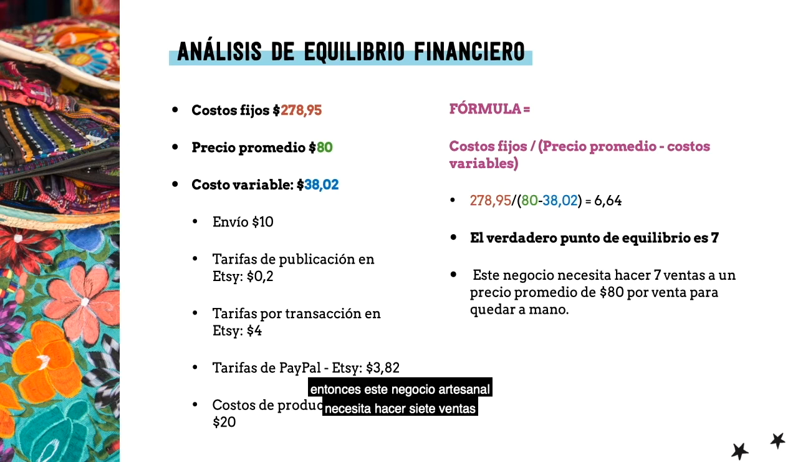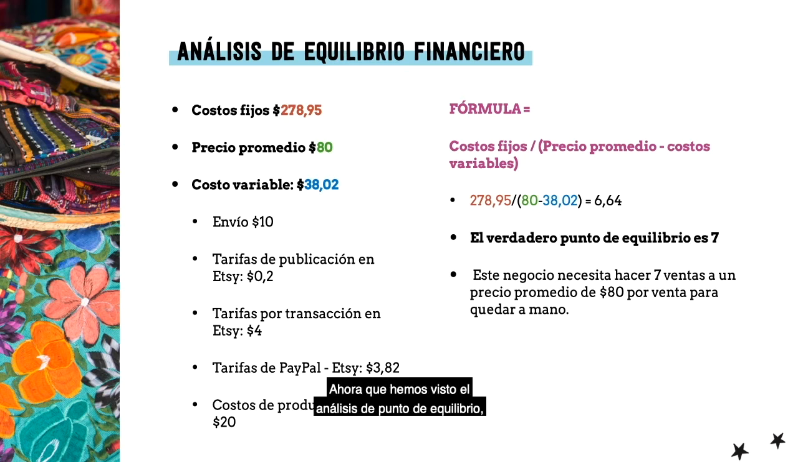So this handmade business needs to make 7 sales a month at minimum at an average price of $80 per sale to start making a profit. Anything below that, and this business is not going to be making a profit, but will be recording a loss. So this is why it's very important to do your own break-even point analysis so that you have an idea of how many sales at minimum you want to be making to cover your cost in any given month.